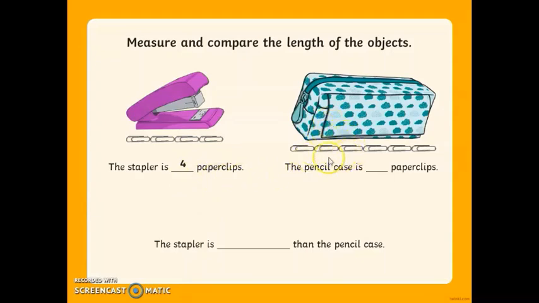For the pencil case, let's count how many paper clips we have. 1, 2, 3, 4, 5, 6. We have 6 paper clips. Very good, students. Now let us compare the length of both the objects. Can you tell me, is the stapler longer or shorter than the pencil case? Well done if you all say shorter, because if you look at the paper clips number, the stapler has 4 paper clips as compared to the pencil case.